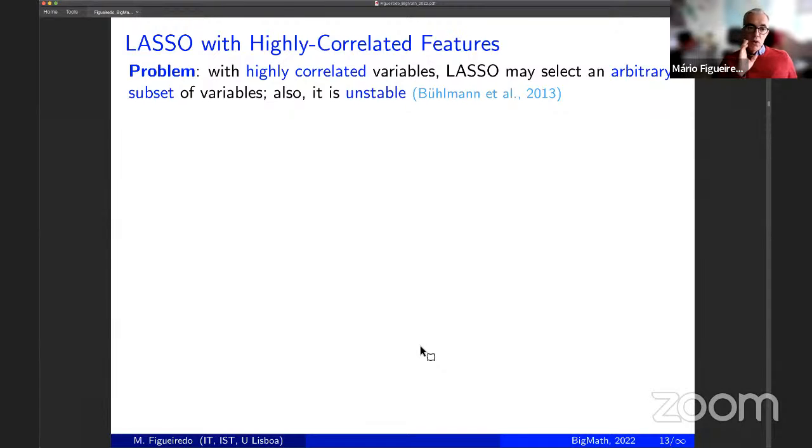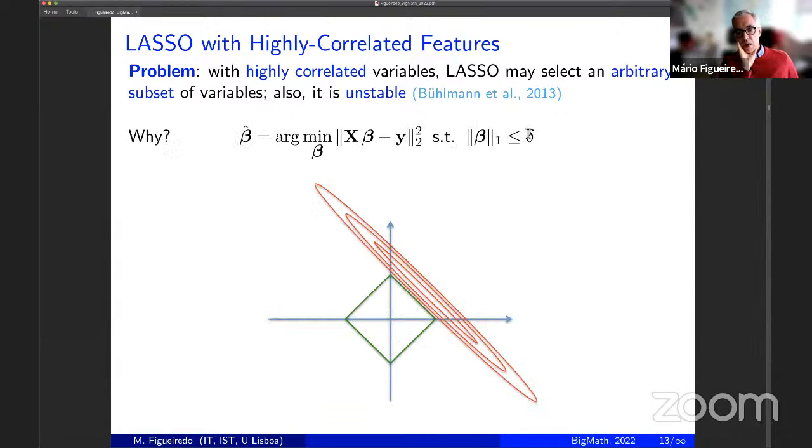Okay, the problem is if you naively use lasso in a situation like this for highly correlated features, and this has been studied quite deeply by Peter Bühlmann, you end up with an arbitrary subset of variables, because this is very unstable. So this picture kind of illustrates the idea. Suppose that you have, in this case, in this picture, your design matrix X would only have two columns, so you're only dealing with two features.